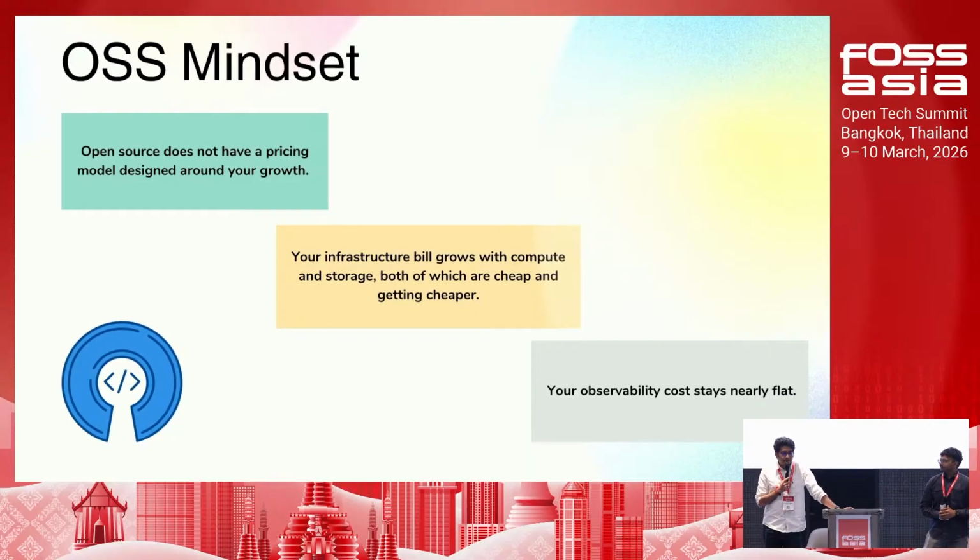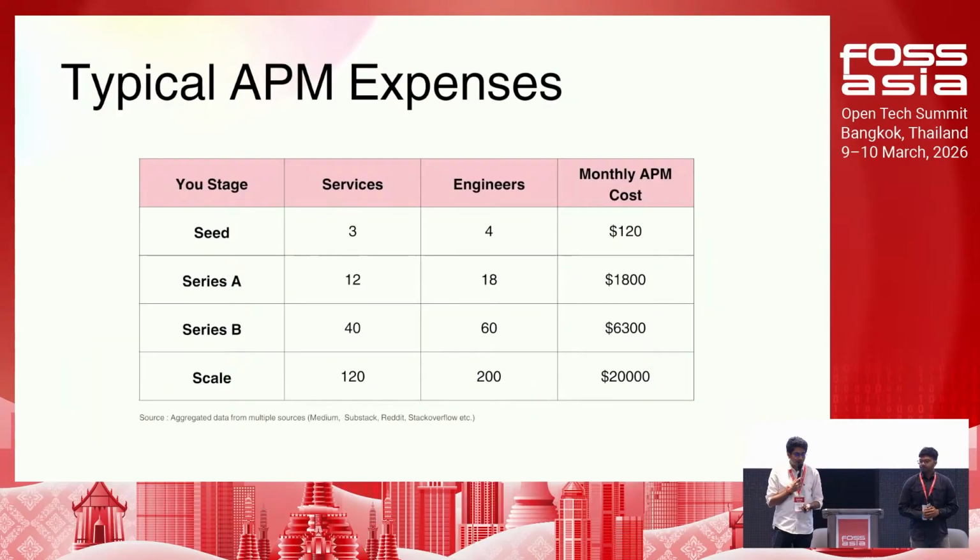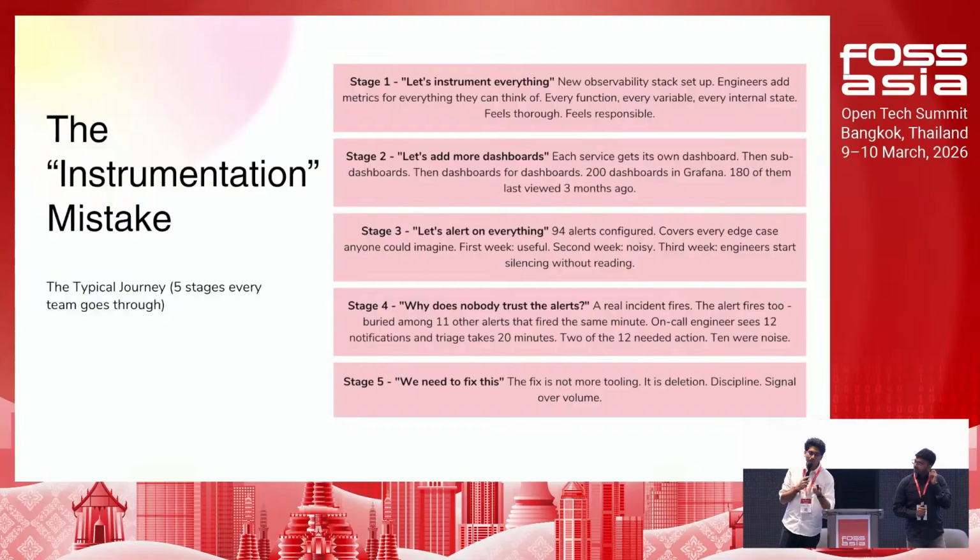OSS doesn't have a pricing model, as we all know, and you have complete control over your infra, and your observability cost nearly stays flat, because if you have the instance, if you have the hardware, you don't need to pay anything extra for it. So yeah, this is our typical APM expenses. We have collected this data from multiple sources. You can see the sources are defined over here. And if you just look at it in the seed, let's say the bill is $120. Like when you scale, you can see that your bill grows, right?